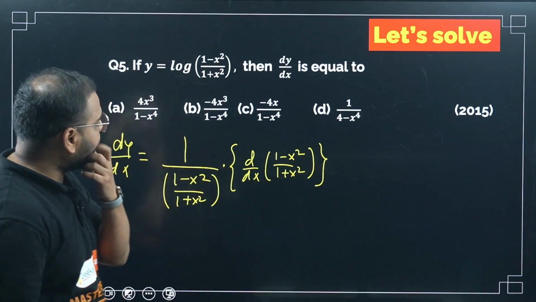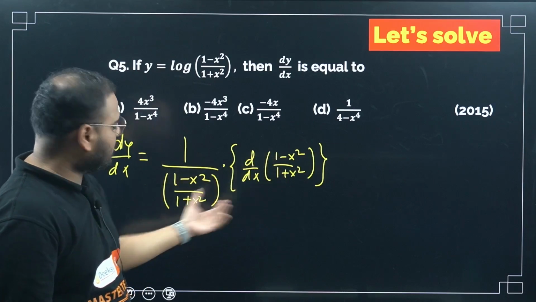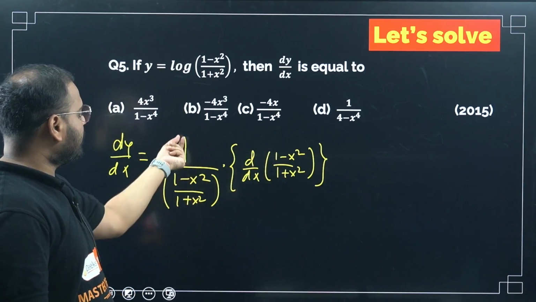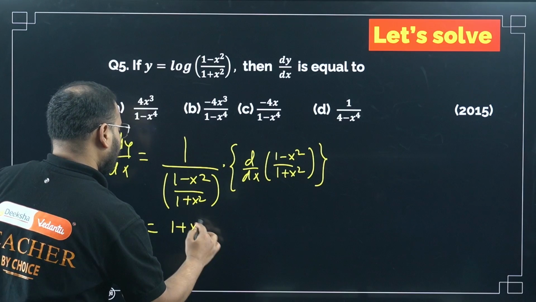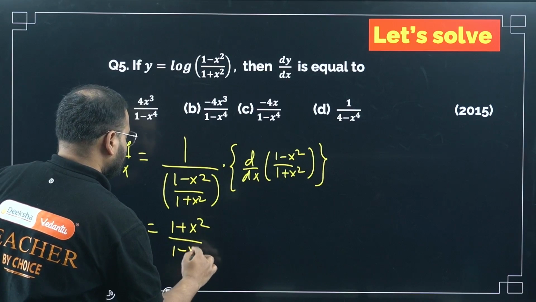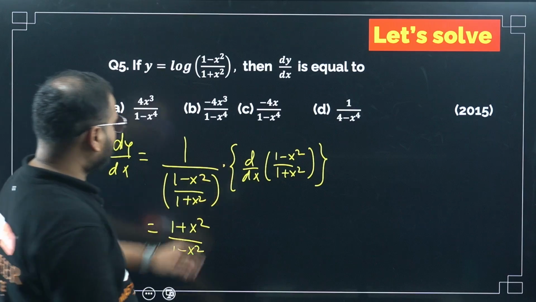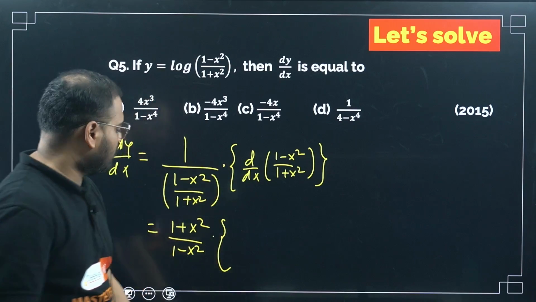Correct. Now what I'm going to do next? Please tell me. I'll take this part in the numerator. It will become 1 plus x square upon 1 minus x square. So let me write it here. 1 plus x square upon 1 minus x square. This part is okay. Now for the differentiation I have to use what rule? Quotient rule. I have to use quotient rule.